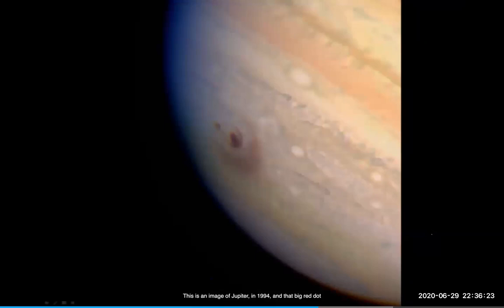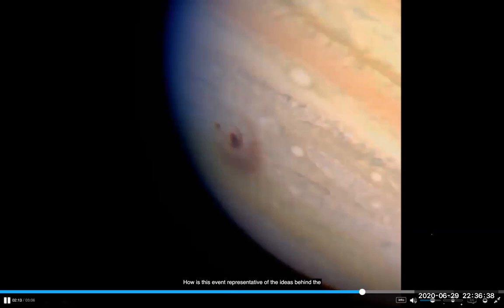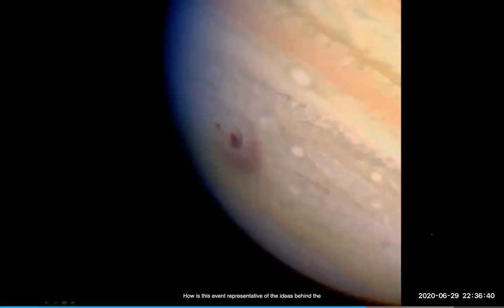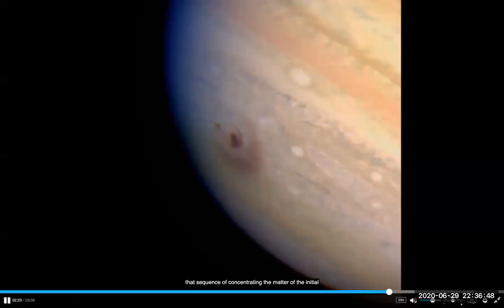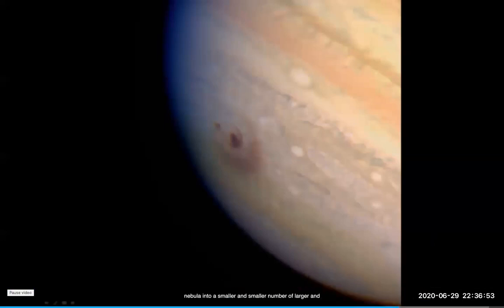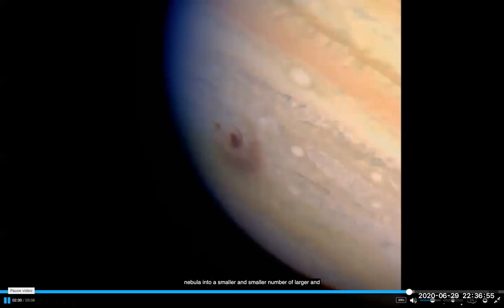This is an image of Jupiter in 1994, and that big red dot that you see in the middle there is a spot where comet Shoemaker-Levy 9 collided with Jupiter. How is this event representative of the ideas behind the nebular theory? If you answered that this is basically one more event in that sequence of concentrating the matter of the initial nebula into a smaller and smaller number of larger and larger objects, then you're right.